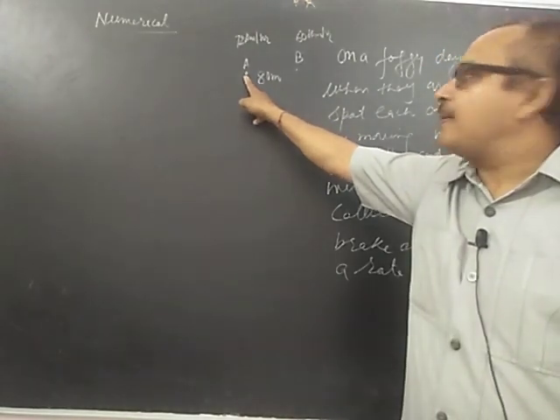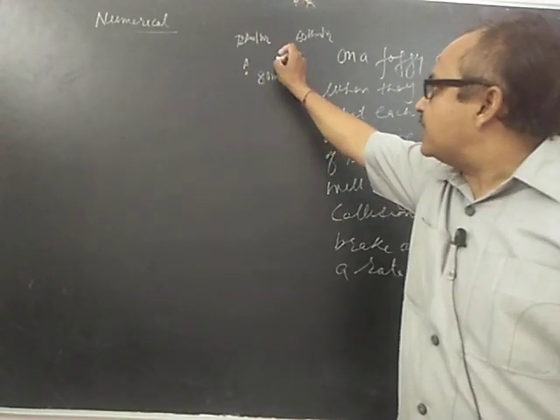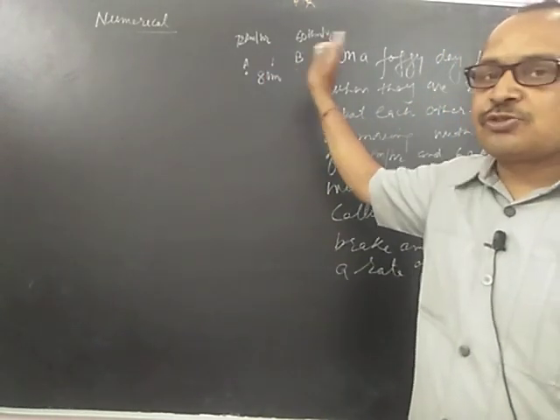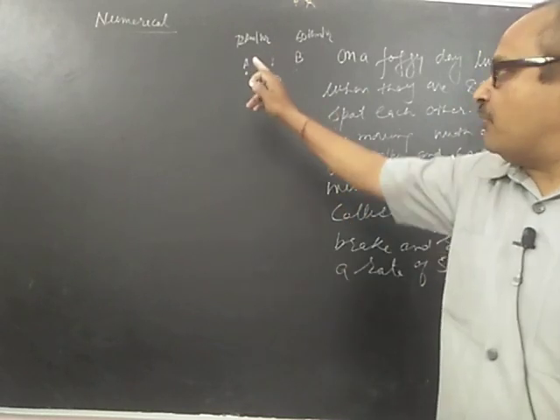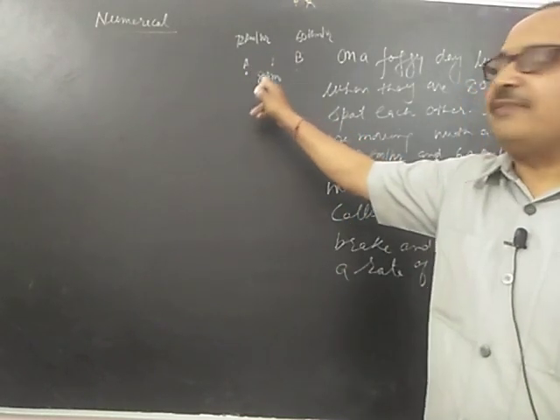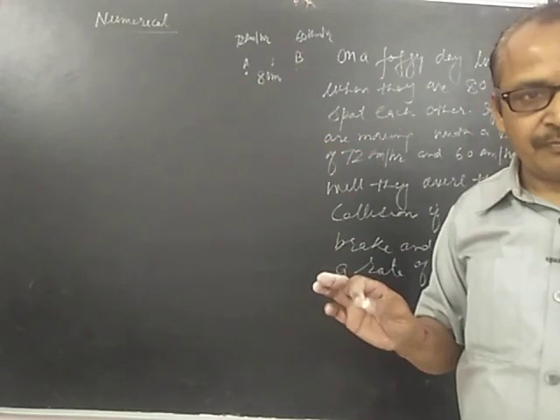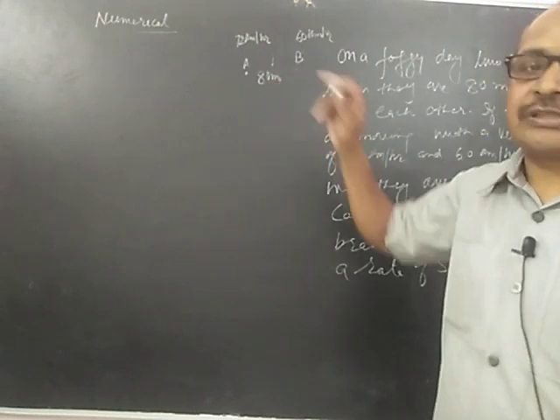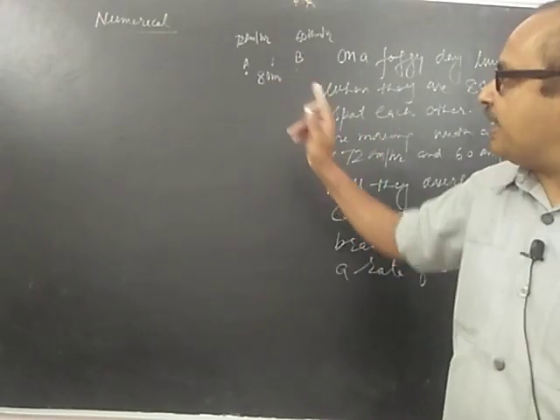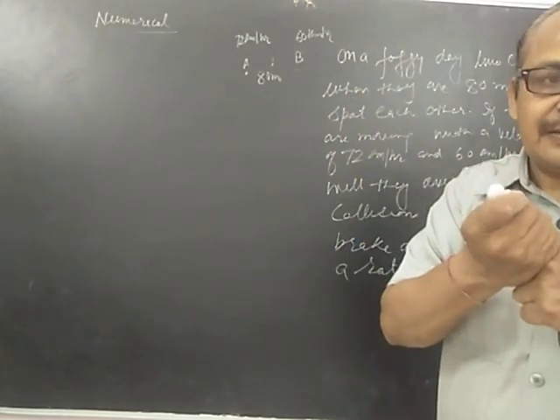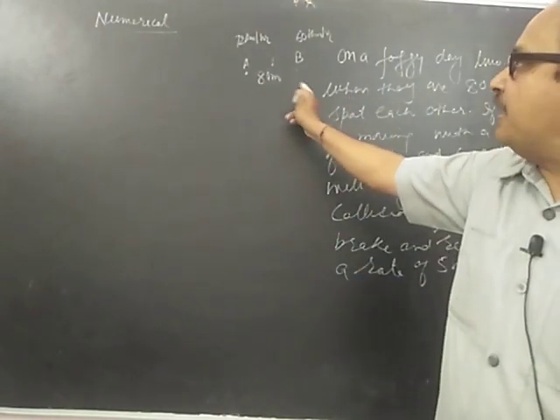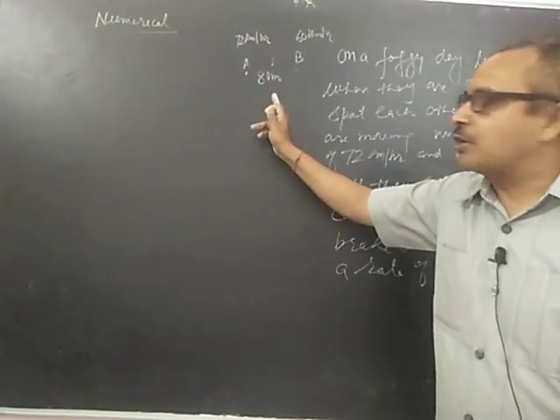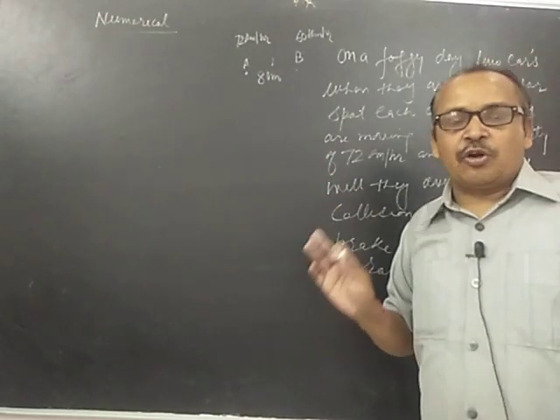After applying the brake, this car will reach, suppose, up to here. After applying the brake, this car will also reach somewhere. Now, if the total distance traveled by these two cars is more than or equal to this, it will collide. And if the distance traveled by both of them combined is less than 80 meters, it will not collide.